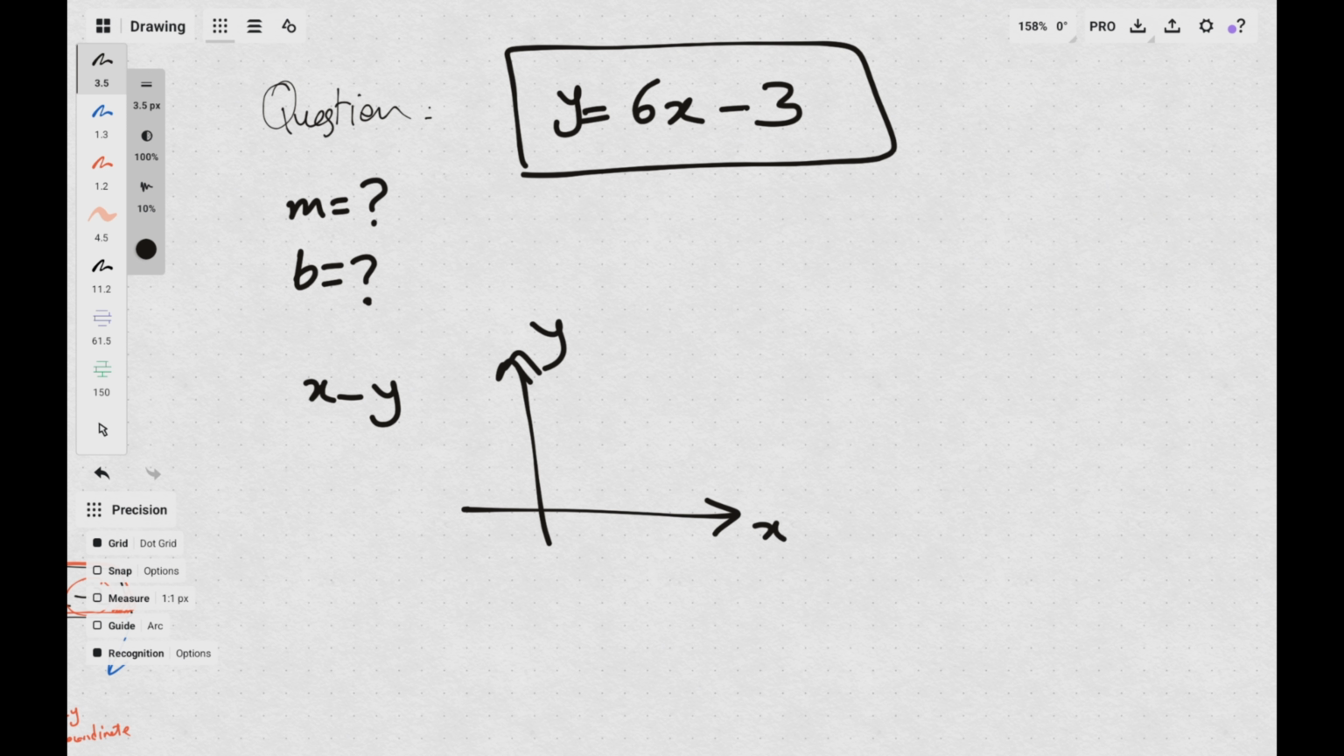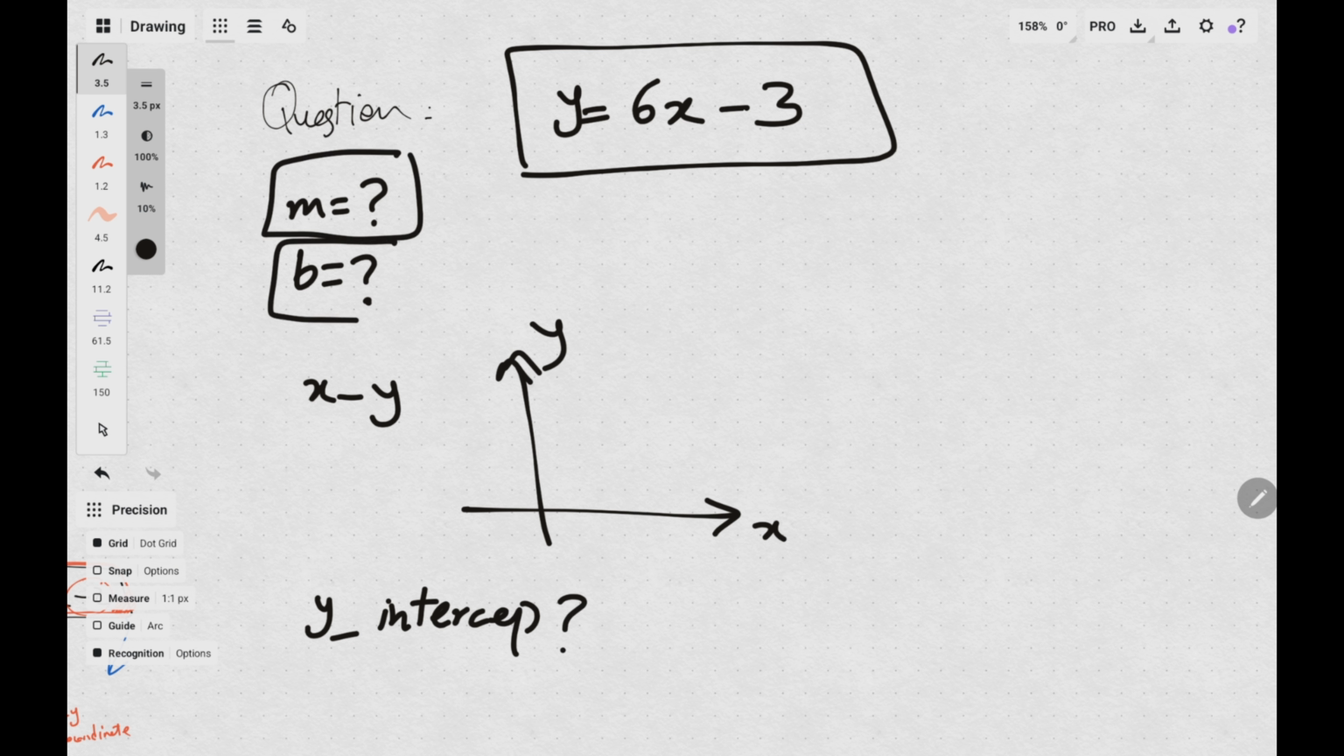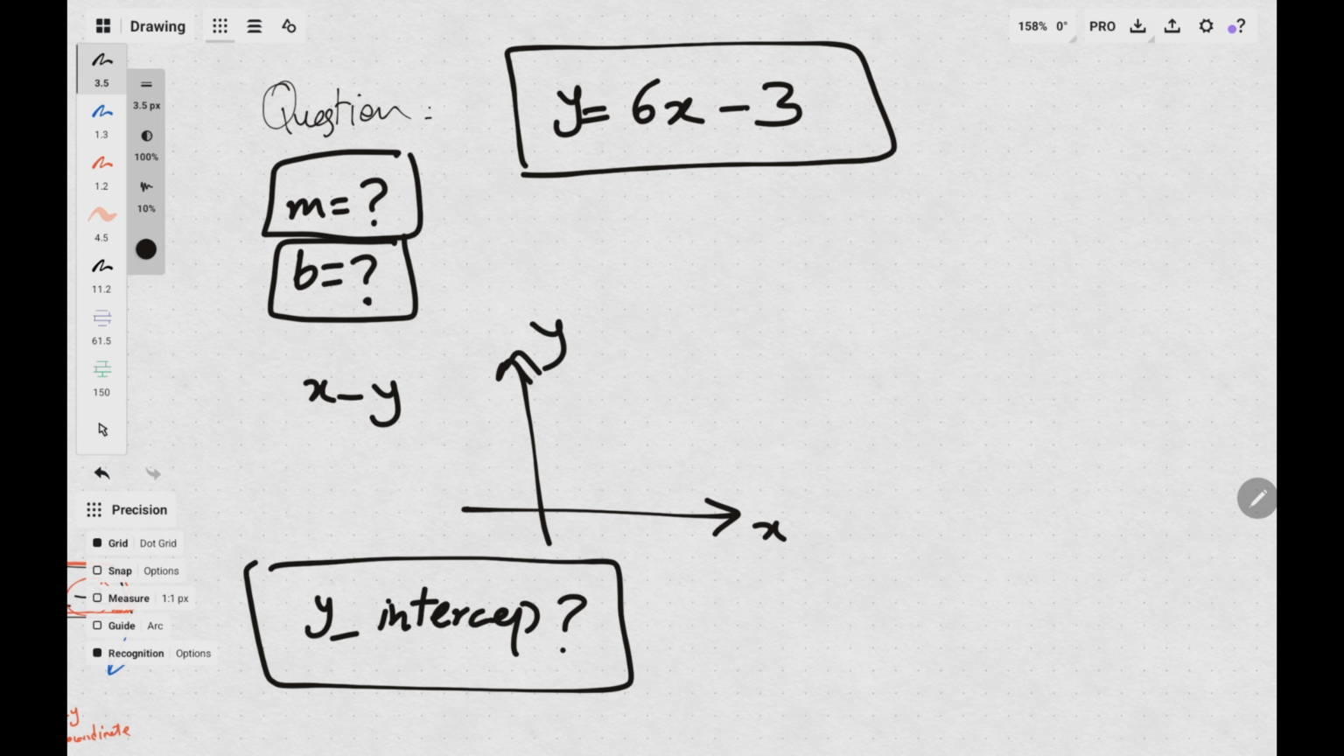You can also show that in the xy coordinate too, right? I want to know how much the y-intercept is. So three questions: how much is m, how much is b, and how much is the y-intercept? And is it different from this? Okay, I want you to figure out those numbers.